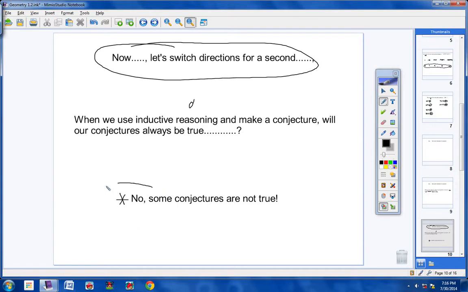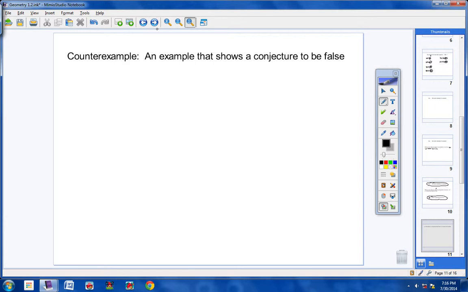So write this sentence in your notes, please. Some conjectures are not always true. So sometimes you'll make an educated guess, and it just will not be a true conjecture. So please copy that in your notes. That would make a very good test or quiz question. All right. Now, this word counterexample, please write this in your notes. You need to know this. Copy this in your notes, and then I will show you what a counterexample is.